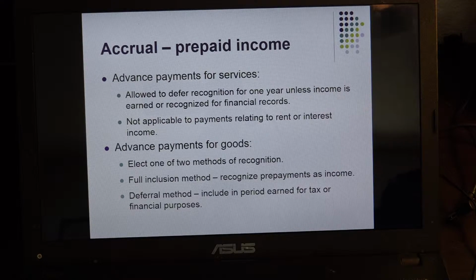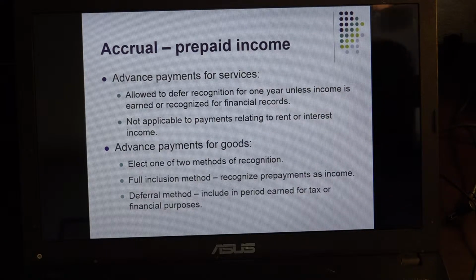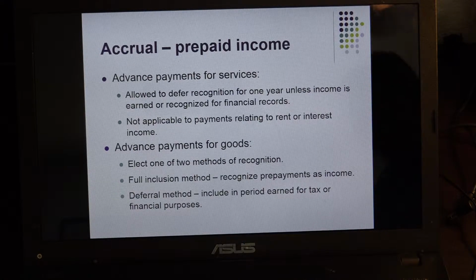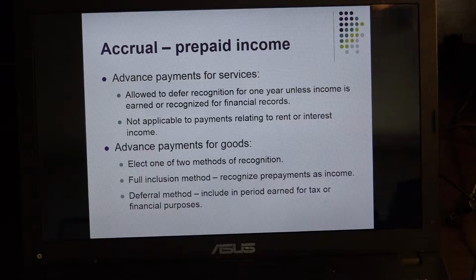All right, so here it talks in more depth about prepaid income. Advance payment for services. You're allowed to defer recognition for 1 year unless income is earned or recognized for financial purposes. This is not applicable to payments related to rent or interest income. But note, if you receive a deposit on a rental, you don't have to recognize the deposit, but you would recognize prepayments for rent and things like that.